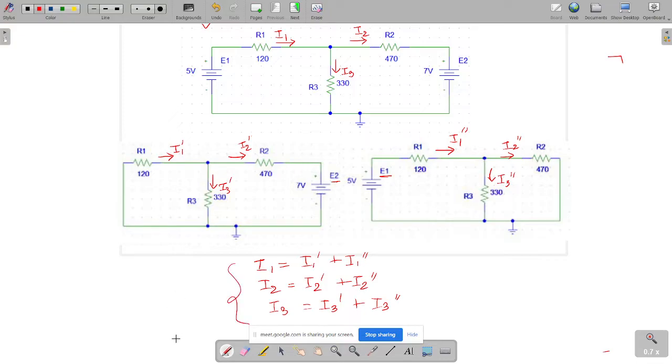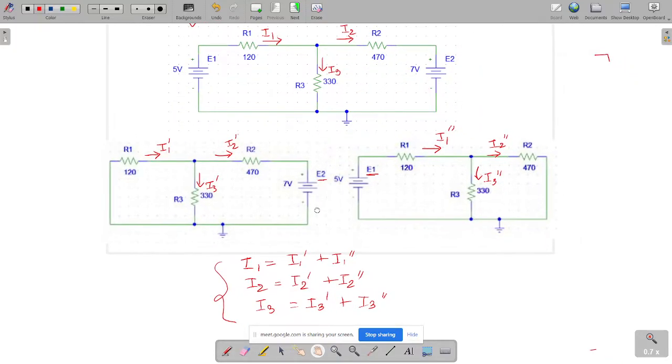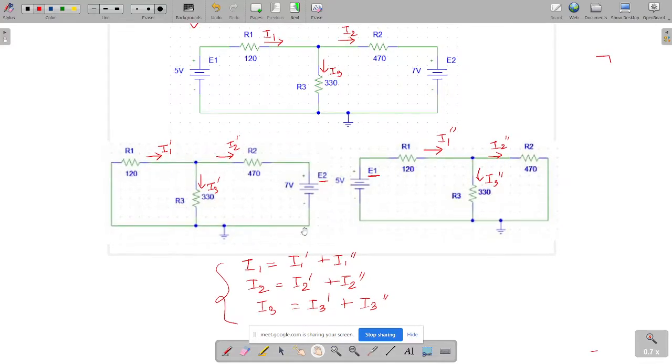Okay, so after verifying these three equations, you will be able to verify the superposition theorem. Now, the question might arise: how would you deactivate a source, or how would you deactivate a voltage source? We can simply deactivate any voltage source by making its voltage equal to zero. That is, the voltage source is not supplying any voltage at all. That is what deactivation means.